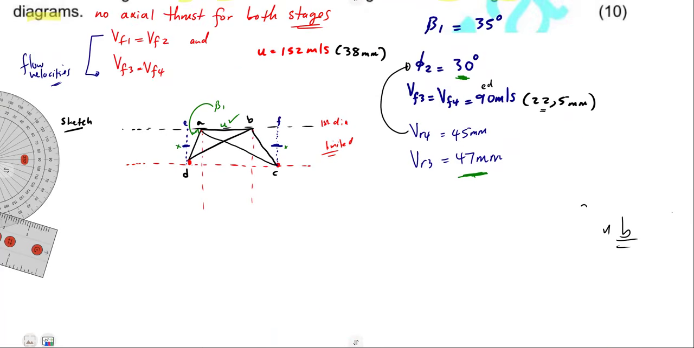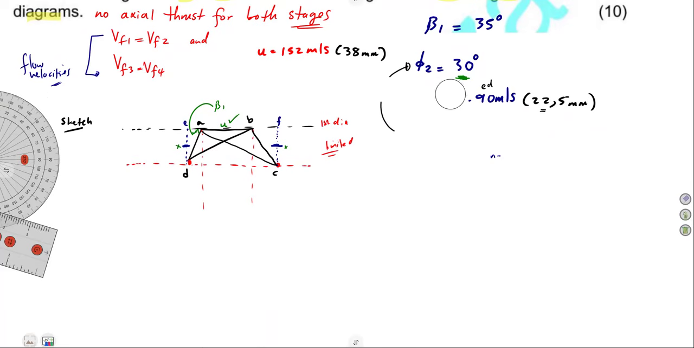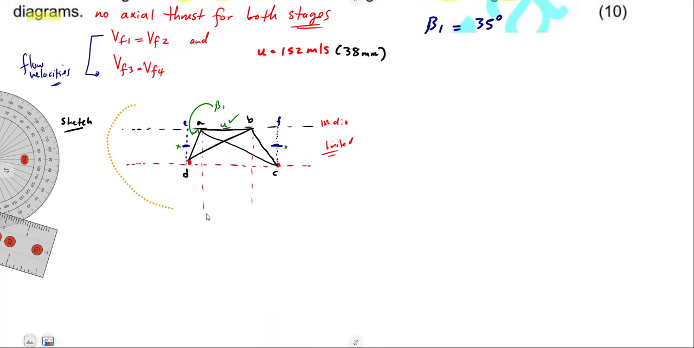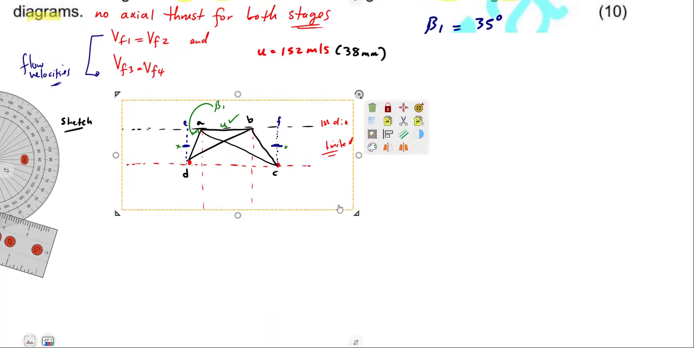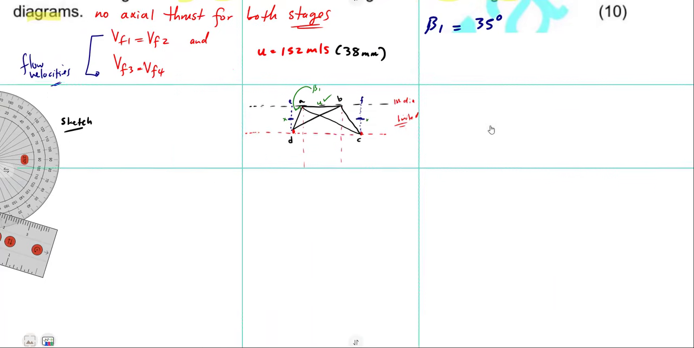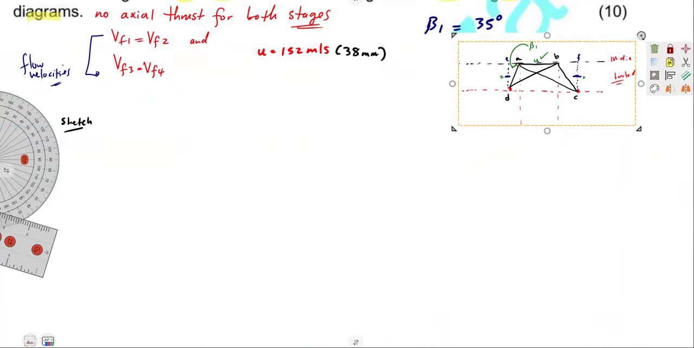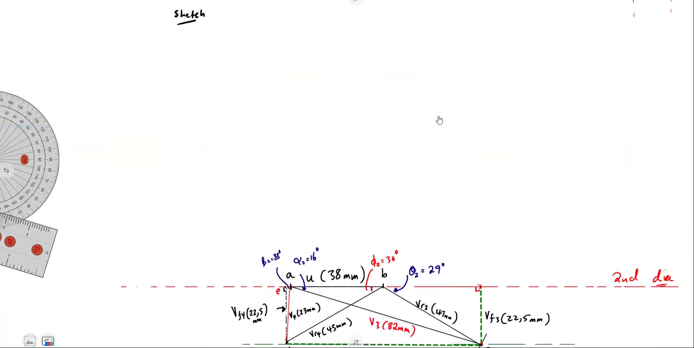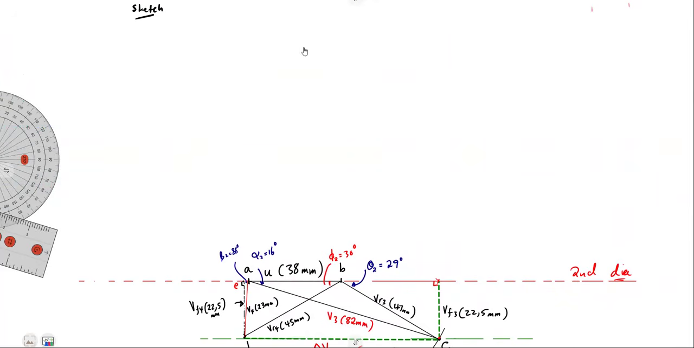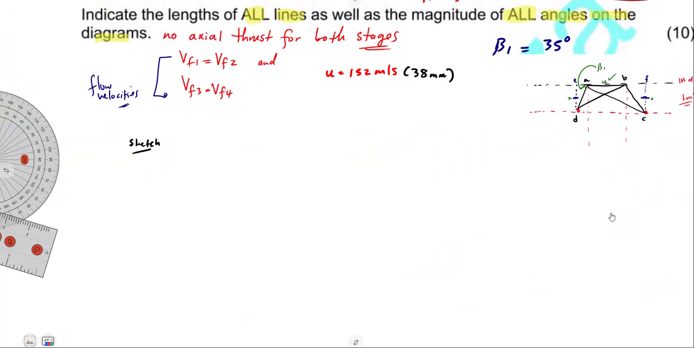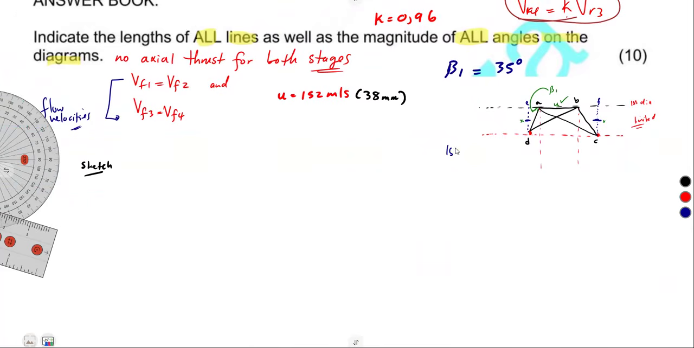Okay, let me just try to erase this. I just hope I'm going to win. These ones, we used them on our second diagram, we're not going to need them. This is the sketch of the first diagram, remember? I'm just going to put it somewhere here. So we need to go from the second diagram back to the first diagram. What we have on our first diagram is this angle beta 1, which we are given as 35 degrees.